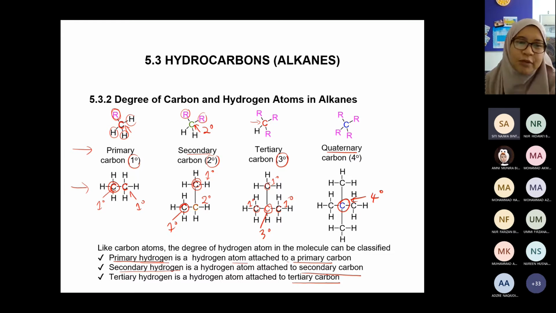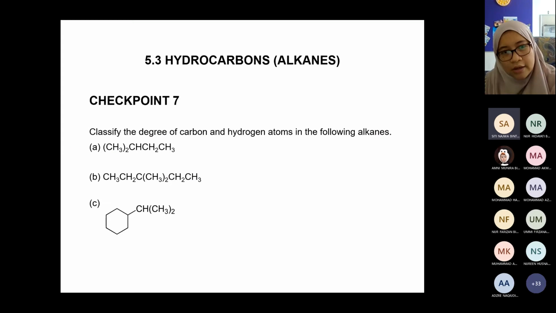Simple, right? So first things first, you have to identify the degree of the carbon first, then only you can go for hydrogen, because hydrogen depends on carbon. Okay, classify the degree of carbon and hydrogen atoms in the following alkanes.